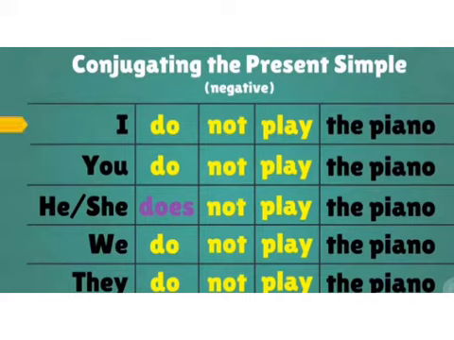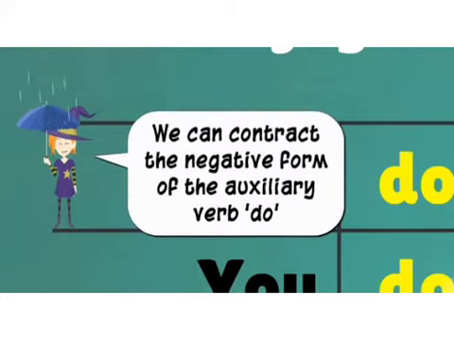So, here are the examples for negative sentences. I do not play the piano. You do not play the piano. He does not play the piano. He is singular, so add verb plus s or es. She does not play the piano. We do not play the piano. They do not play the piano. For all the plural nouns, we use the verb without s or es.